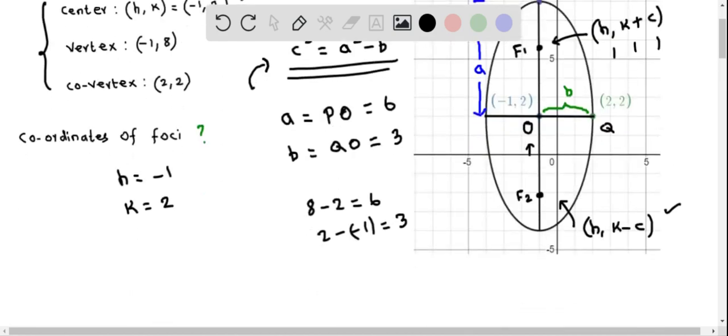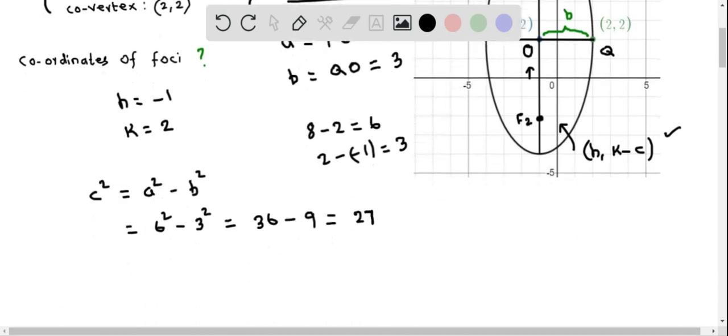So let's do that. Let's write the formula: C squared equals A squared minus B squared. So I'm substituting A equals 6. So therefore this becomes 6 squared minus B is 3, and this becomes 3 squared. 6 squared is 36 minus 3 squared is 9. So when we do the subtraction, we get 27. So we now know that C squared equals 27, but we have to find the c. So we take a square root on both sides. So when we take the square root, we get root 27.